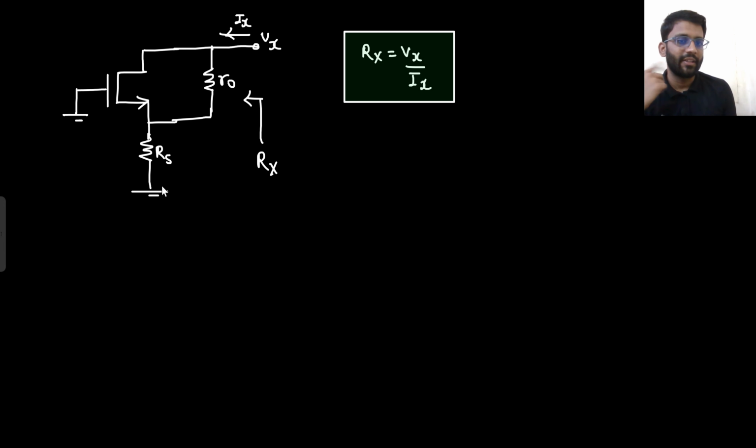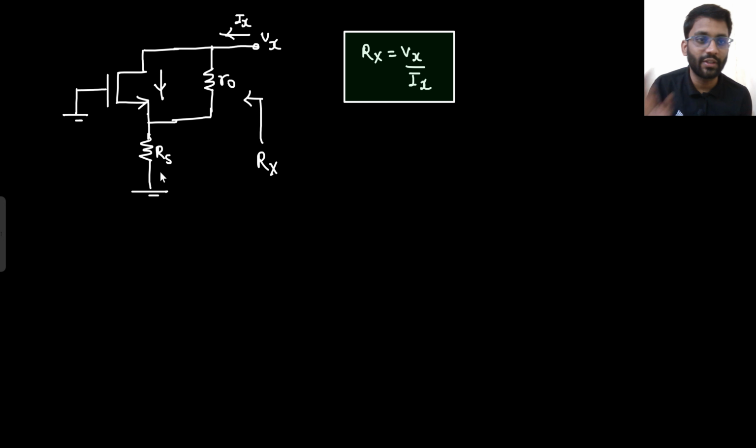Now previously what was happening? When this small RS was not there, your VGS was zero. Then there was no current in this MOS. If RS was not there, if the source was grounded, VGS was zero, so there was no current.